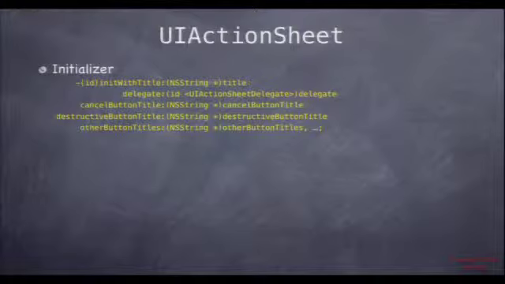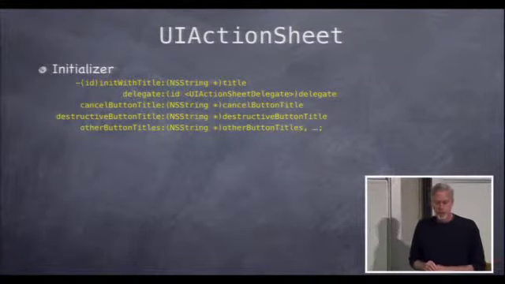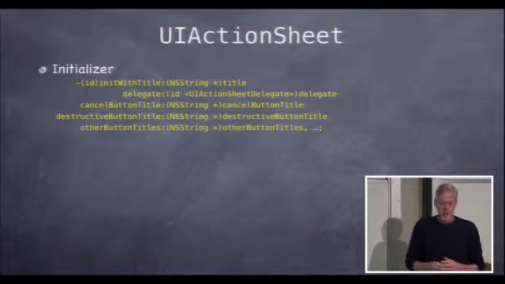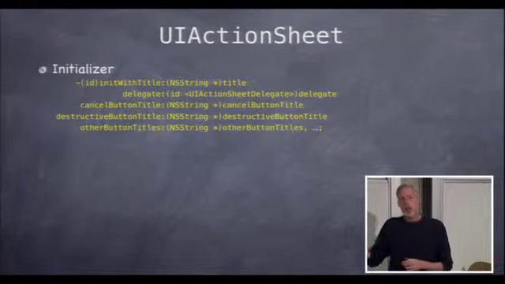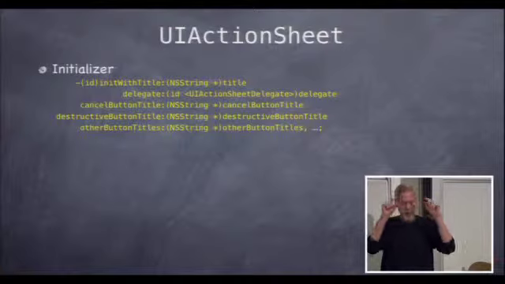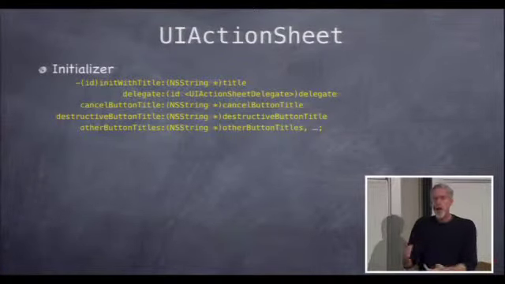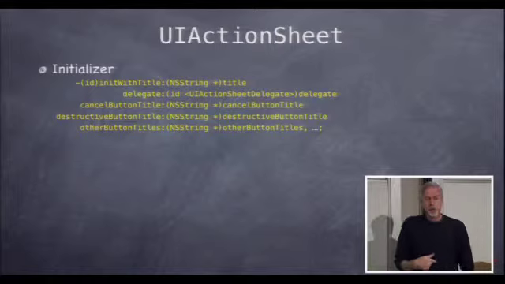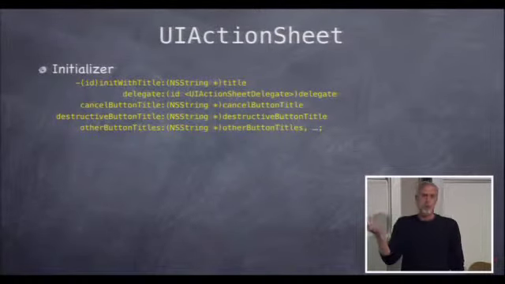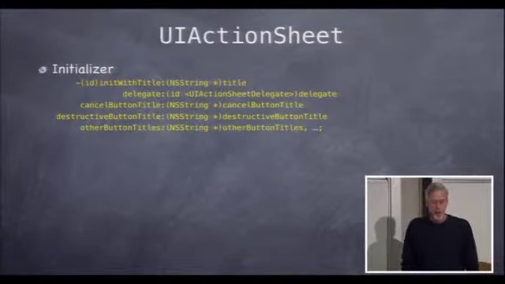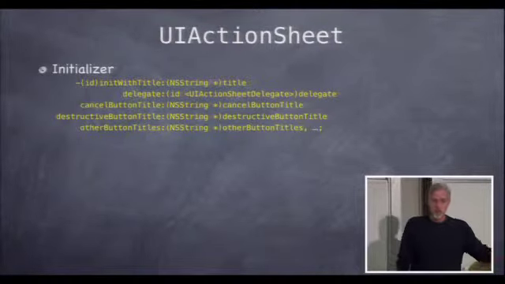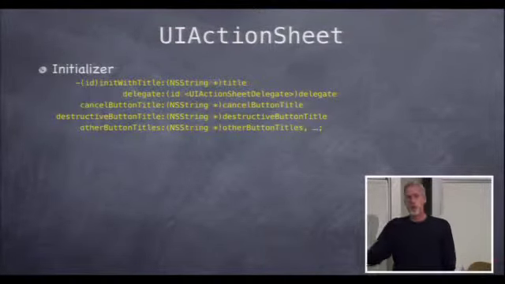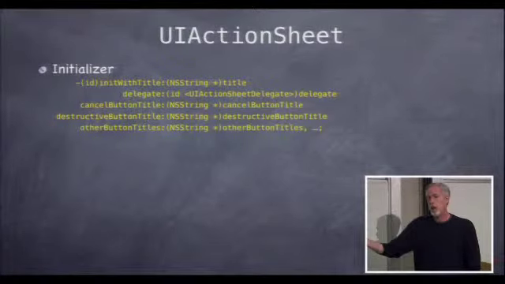So let's look at Action Sheet first. Action Sheet and Alert, very similar API, but let's look at Action Sheet first. This is its designated initializer. It's the only initializer, actually. And you can see that it gets initialized with a title that appears at the top of the action sheet. A delegate. That's how you're going to find out what the user chose. A cancel button title, which is usually cancel, but it might be no or something like that. Destructive button title. That's like self-destruct or delete. And then other button titles, which can be as many as you want. It's this comma, dot, dot, dot notation in Objective-C where you can just put as many as you want and end it with nil. All right?